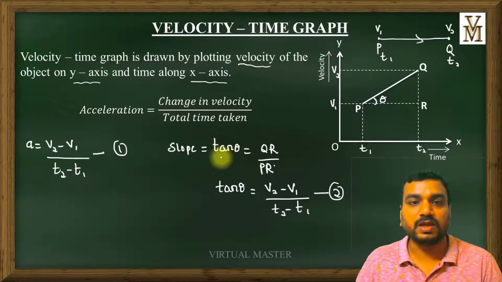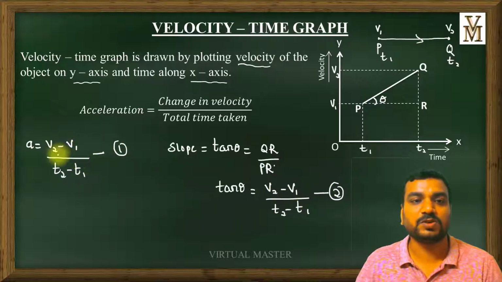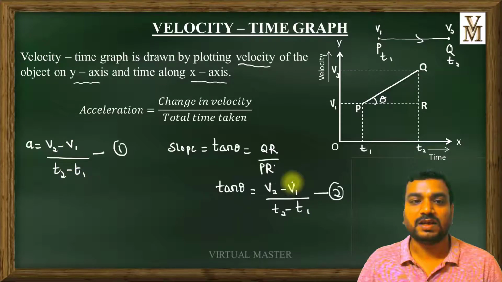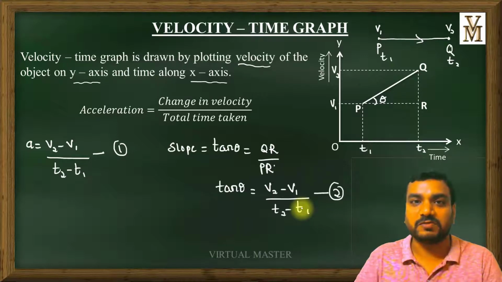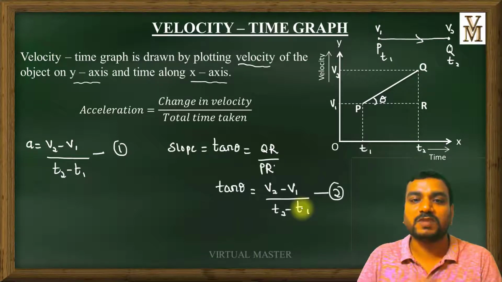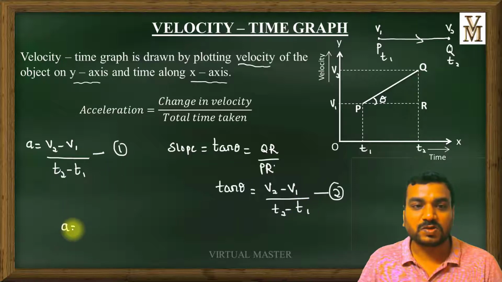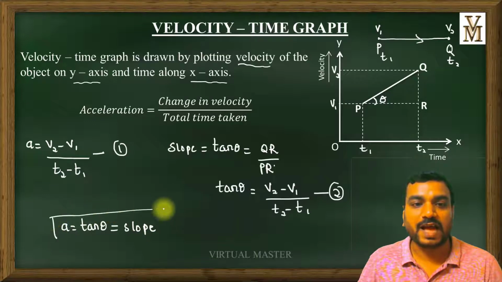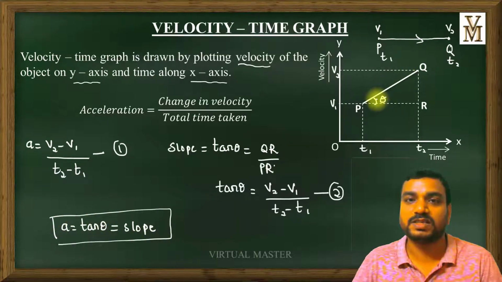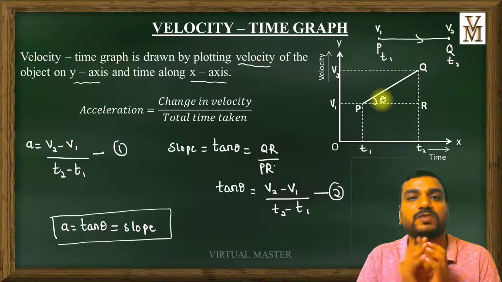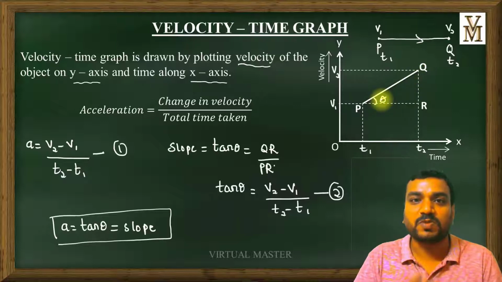Now if we observe carefully in equation number 1 and equation number 2, the right hand side is the same, isn't it? (v2 - v1)/(t2 - t1). So we can equate equation 1 and equation 2. By equating them, I can write a is equal to tan theta, which is nothing but the slope of the curve. So we can find the acceleration of the object with the help of the velocity time graph just by finding the slope of the curve.